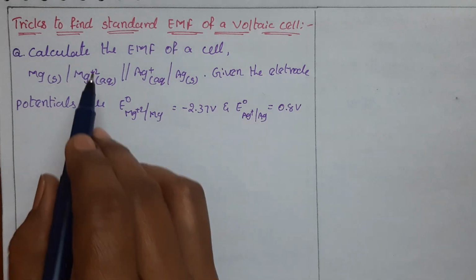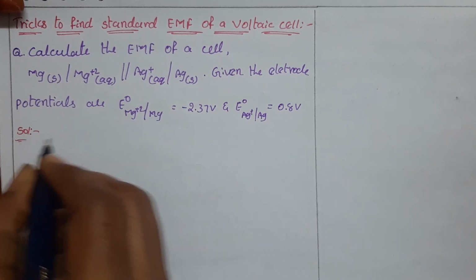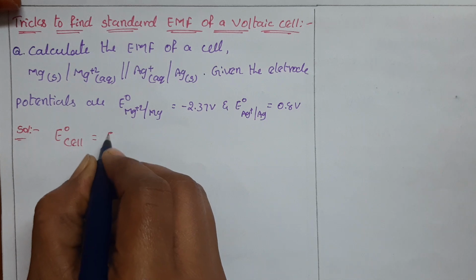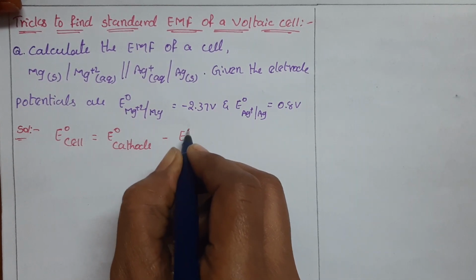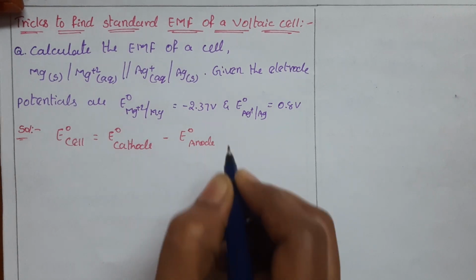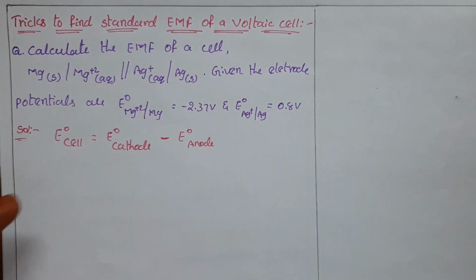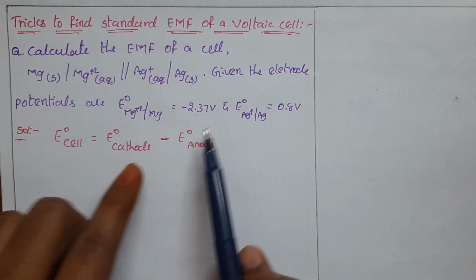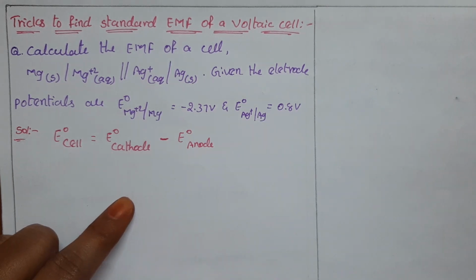To calculate the standard EMF of a cell, first we need to write the formula. So what is the formula? E0 cell equals E0 cathode minus E0 anode. This is the formula we are going to use to calculate the standard EMF of a Voltaic cell or galvanic cell. Here two values are given. We have to substitute those values in this formula, and we will get the answer.